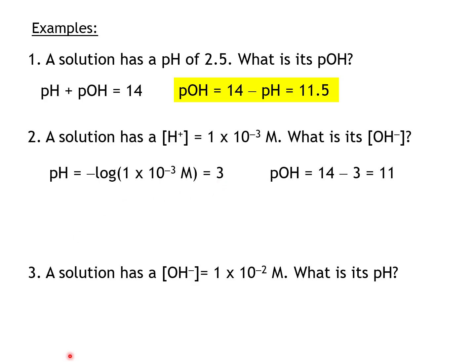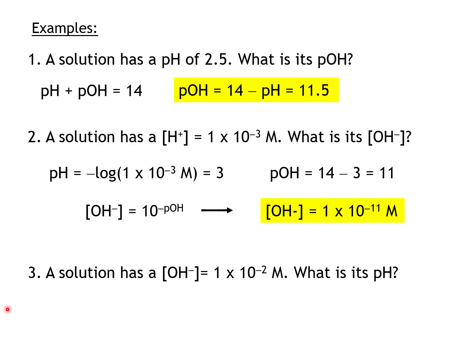Then we're going to subtract from 14 to get pOH. The way you undo the little p function, in the case of finding hydroxide, is going to be 10 to the minus pOH. If you wanted to find H plus from pH, it'd be 10 to the minus pH. And these equations are all in your reference packet. So then we plug the number in. So it's going to be 10 to the minus 11. So in proper scientific notation, it would be 1 times 10 to the minus 11 molar.